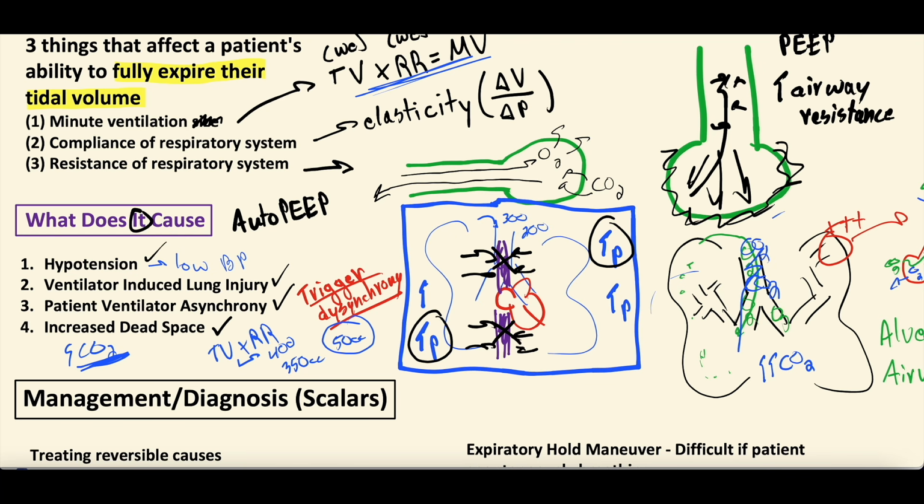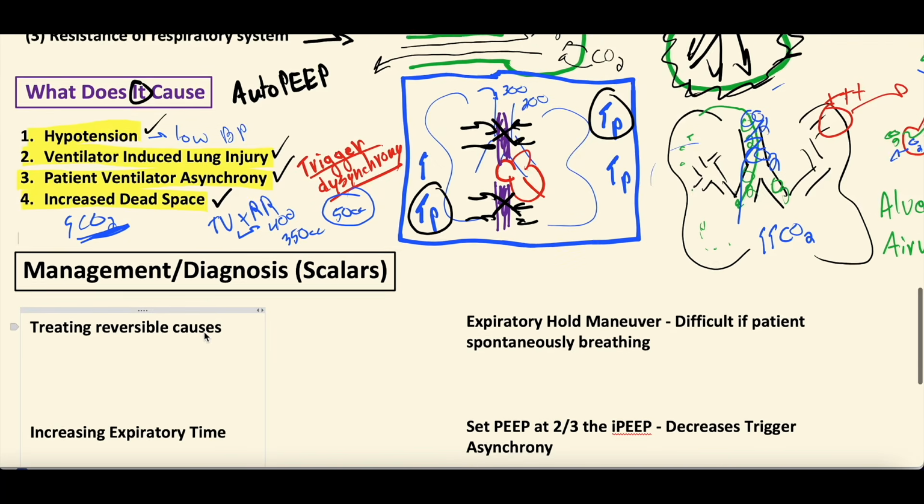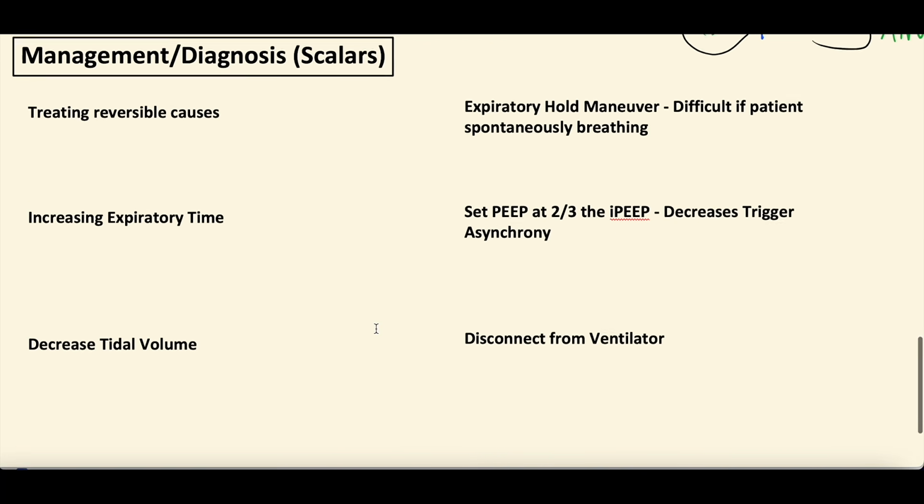All right, so that's what it causes, right? All bad stuff. Hypotension from the increased intrathoracic pressure, ventilator-induced lung injury from those increased intrinsic PEEP pressures the lungs are seeing, patient-ventilator asynchrony because it's so uncomfortable for that patient to be building up all that air in their lungs, and then increased dead space from decreased ability to fully ventilate. So how do we diagnose it and how do we manage it? Well, the way to diagnose it is actually over here. We're going to go into the scalars after this, but it's called an expiratory hold maneuver.